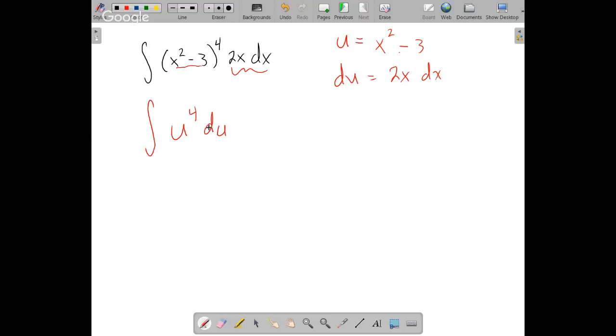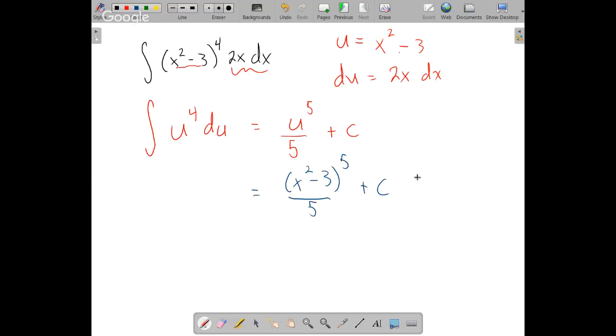And we have an antiderivative rule for that, right? The power is going to increase by 1, so that's going to be u to the 5th, and then I have to multiply by 1/5 or divide by 5, whatever your preference is. And we have our plus c hanging out. And then what I do is I back substitute. I bring my u back in. So now I have that the original integral must be equal to x squared minus 3 raised to the 5th power over 5, plus c.